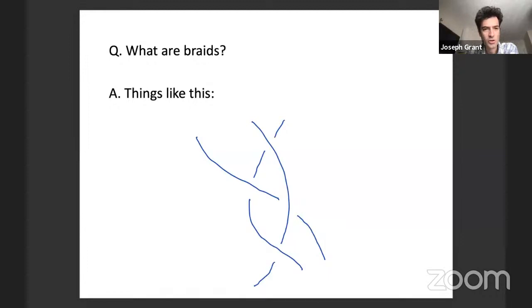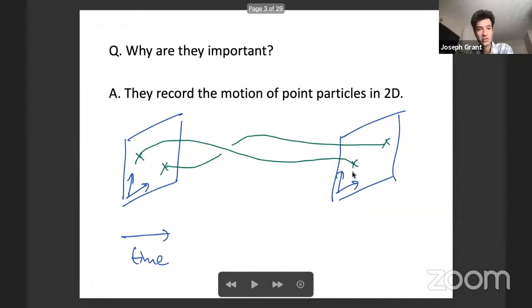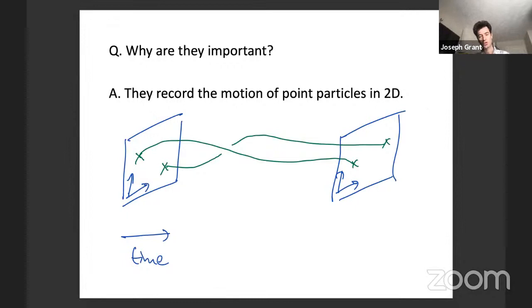So next question is, why are they interesting? Why would you want to study them? This is one possible reason. They can describe the motion of point particles in 2 dimensions in time. I've drawn here some 2-dimensional space on the left with some coordinate axes and 2 points marked with X's. If you imagine a time coordinate on the bottom, we can move forward in time and look how these particles move in their space, and they end up at some possibly different positions. The motion drawn out by these particles in time gives us some braid in 3-dimensional space.